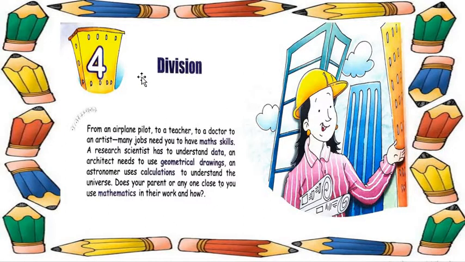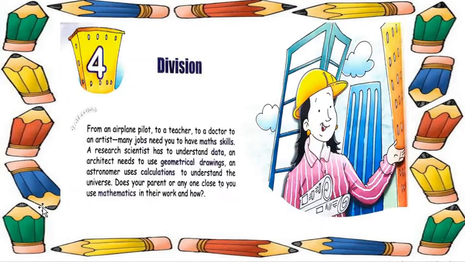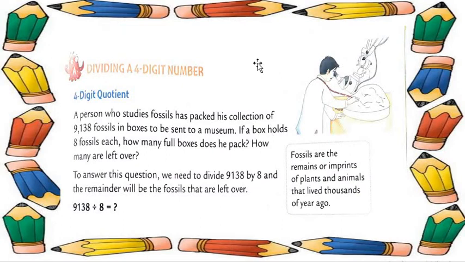So now let's check further. Our topic is dividing a 4-digit number. How many digits, all students? There is a 4-digit number, and a 4-digit quotient. That is its pronunciation: dividing a 4-digit number with a 4-digit quotient. Understood, all students? I hope you all understood.